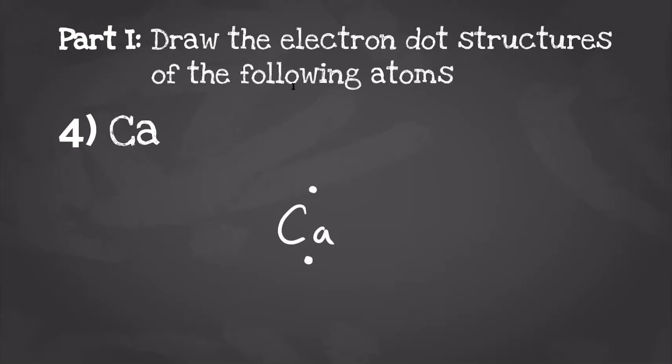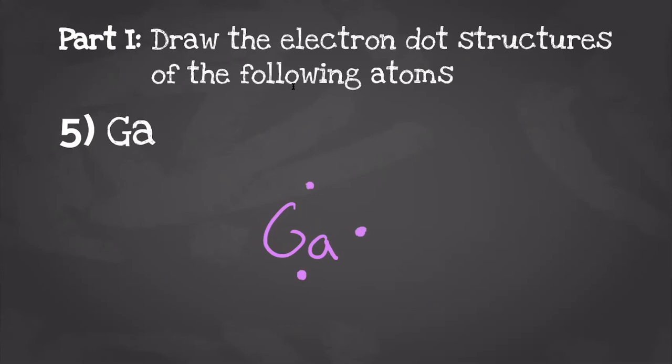Let's move on to our next one. Next up, we have gallium. Gallium is in the 4th period and in the 13th group. So it's going to have 3 valence electrons in the furthest shell. 2 are going to be from the s orbital, and 1 is going to be in the p orbital. So I'm going to draw a chemical symbol, Ga for gallium, and then I'm going to draw the 3 electrons. 1, 2, 3. And again, we have to fill up all of the other sides before we can start doubling up.